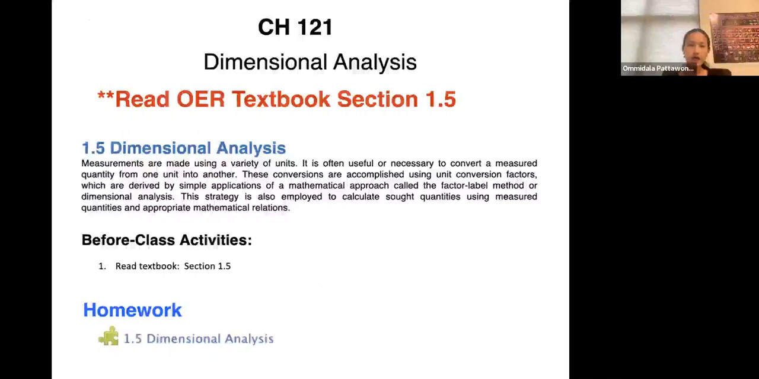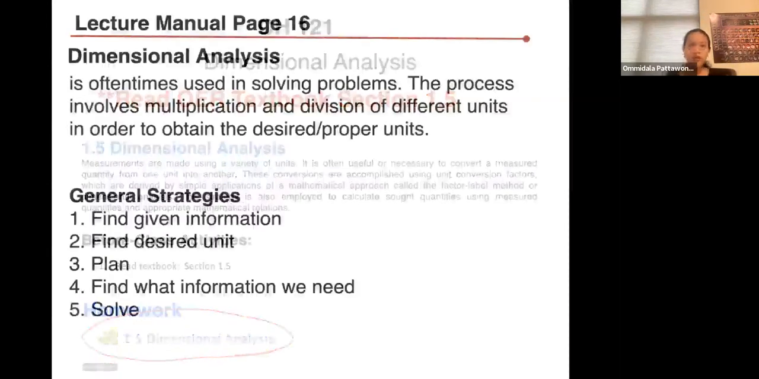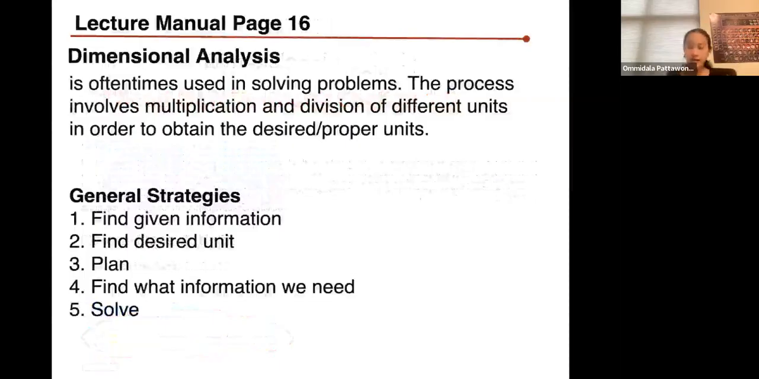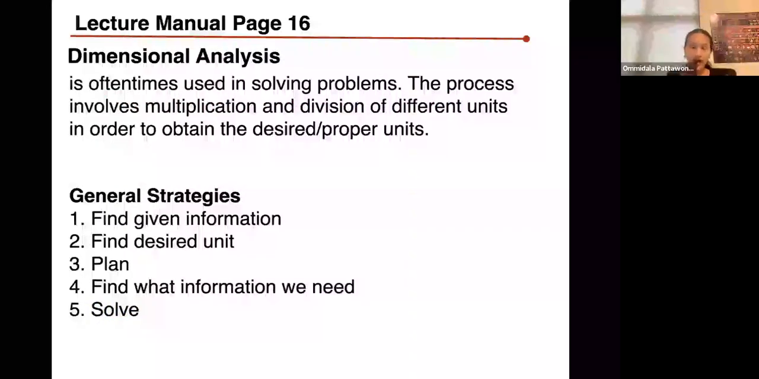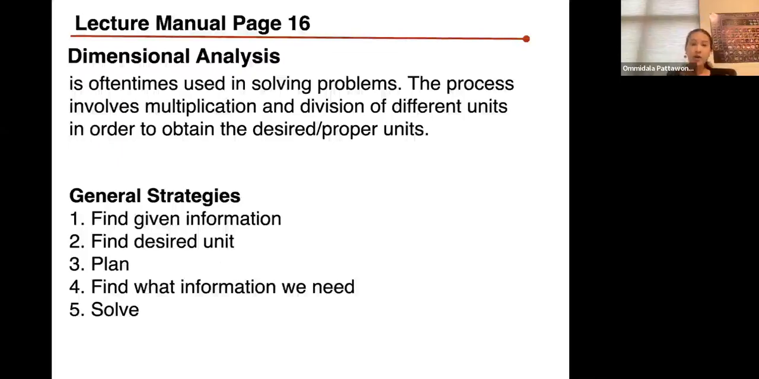This lecture video will cover dimensional analysis. Please read the OER textbook chapter 1.5 for more details, and the homework associated with this would be homework chapter 1.5. Dimensional analysis is the process involved with unit cancellation. It allows you to cancel the unit in order to obtain the desired or proper unit. Okay, so it's involved with this strategy right here.